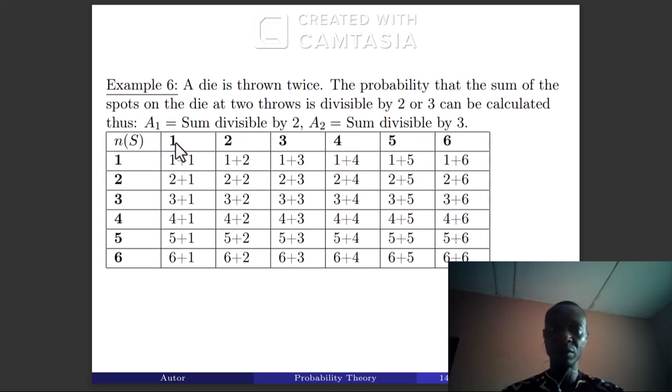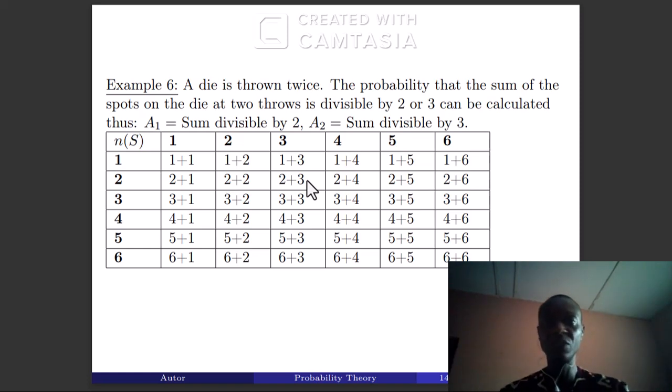Either you have 1 1, 1 2, 1 3, 1 4, 1 6: first one 1, second one 2, first one 1, second one 3, and so on like that. So the total sample space will be 36. Can you see how we arrive at it? Since we are looking at the addition, we can say 1 plus 1, 1 plus 2, 1 plus 3, and so on till you get to 6 plus 6. Each of them can take 6, so that's 6 times 6.